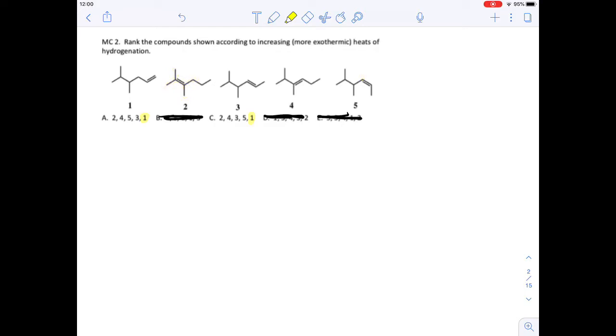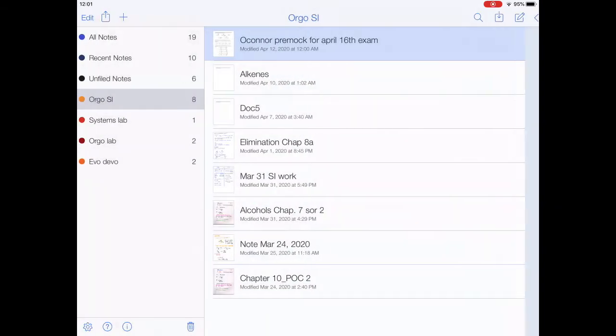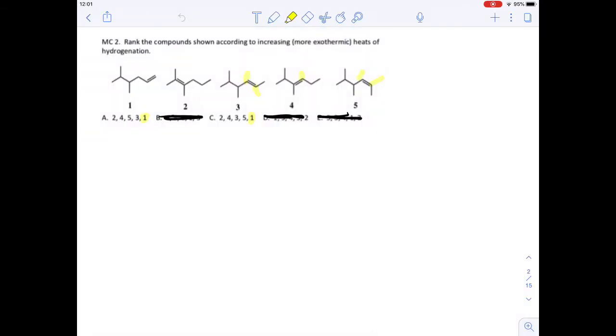Our next most substituted, although our answer choices both have 4 as next, we should double check. 4 only has 1 H coming off of it, while 3 and 5 both have 2. So that does make sense that 4 is our next most substituted. So now we have to compare between 3 and 5.